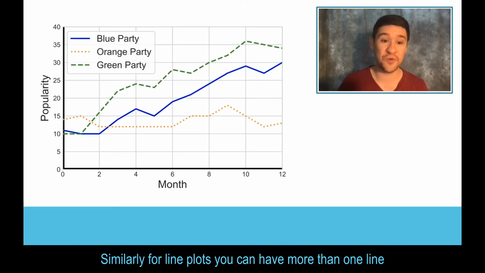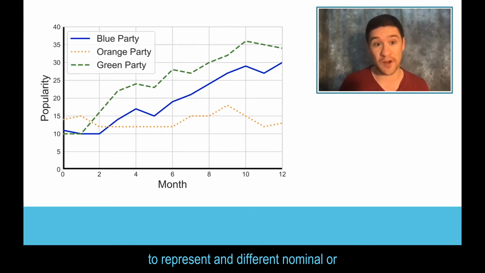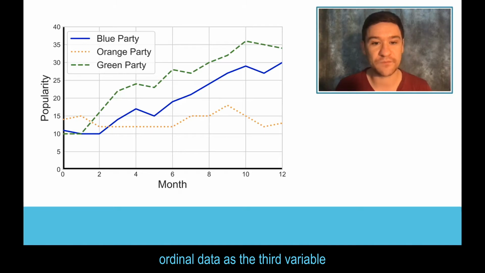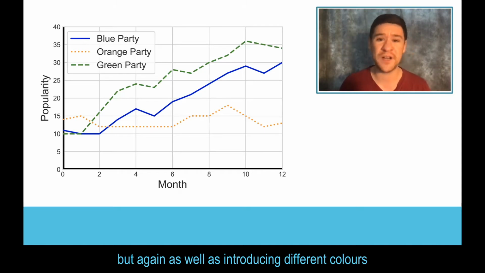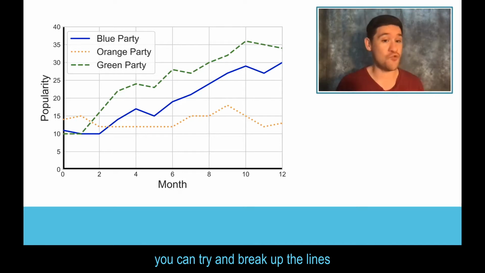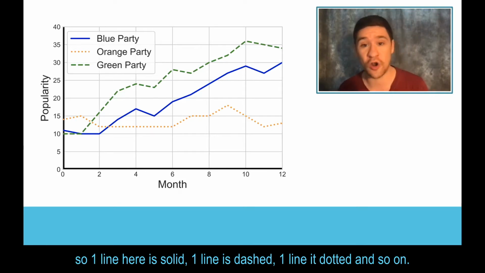Similarly, for line plots, you can add more than one line to represent different nominal or ordinal data as the third variable. But again, as well as introducing different colours, you can try and break up the line. So one line here is solid, one line is dashed, one line is dotted, and so on.